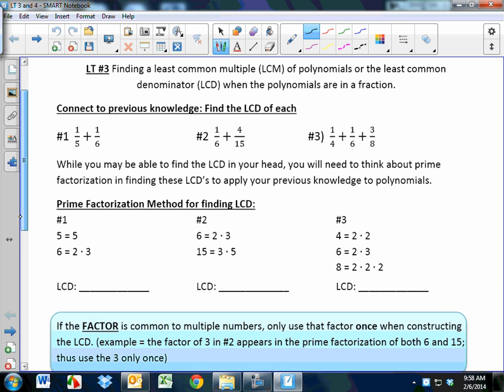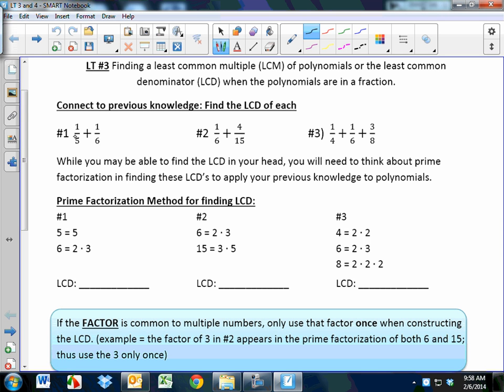So, some previous knowledge. What's the common denominator between 1/5 and 1/6? Some of you can just see those two numbers and know that it's 30. Some of you can look at the next problem and say, all right, the common denominator between a 6 and a 15 is also 30. And then when you're looking at number 3, what's the common denominator between a 4, a 6, and an 8? Some of you look at that and say 24. So that's great. If you can do that in your head, if you can see those things, then do those. But some of the numbers get pretty big and you might need another method. So I want to offer up another way to find it.